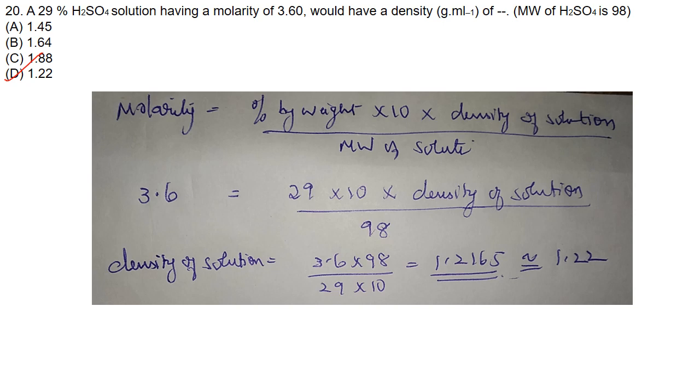A 29% H2SO4 solution having a molarity of 3.60 would have a density of how much? Molecular weight of H2SO4 is 98. So it is given by the formula molarity is equal to percentage by weight into 10 into density of solution by molecular weight of solute. Substitute the values and then calculate density of solution, which is equal to 1.22.